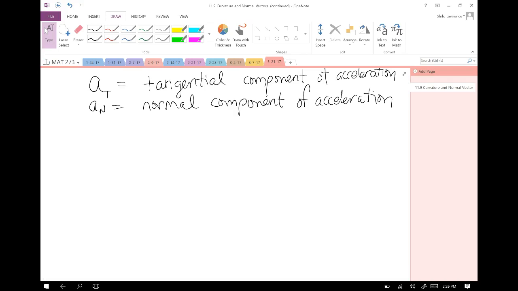All right. So the A sub T and the A sub N, those are just going to be numbers. All we want to know is how long these are. We don't need to know the whole vector format for these things. I just want to know my acceleration is this much. How much is going towards speed? How much is going towards direction? I just want to know the magnitude, just how much of each.